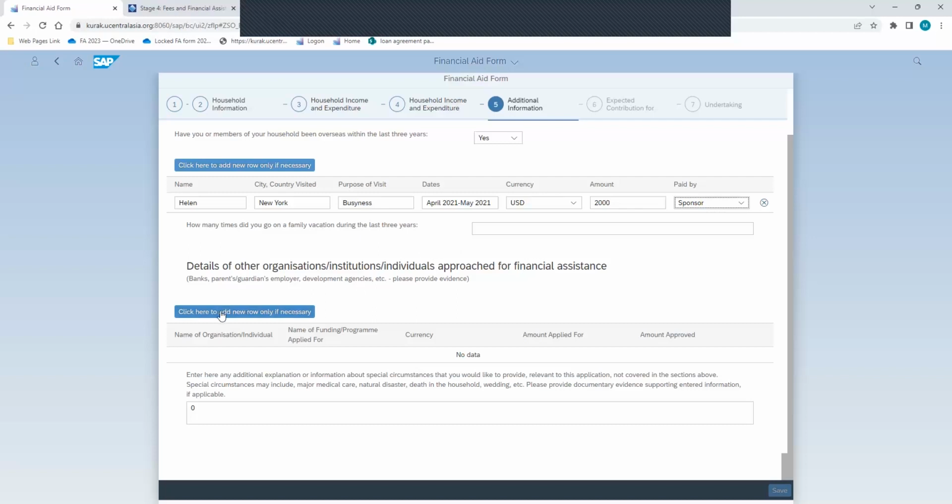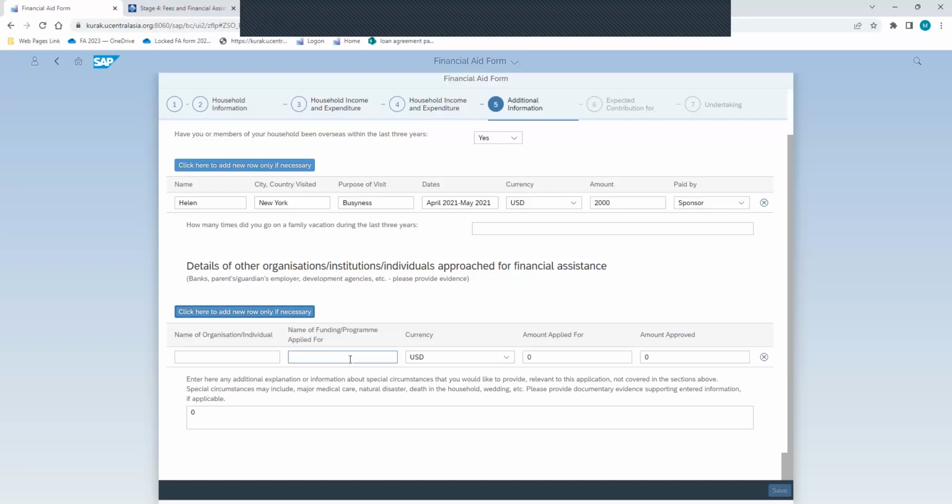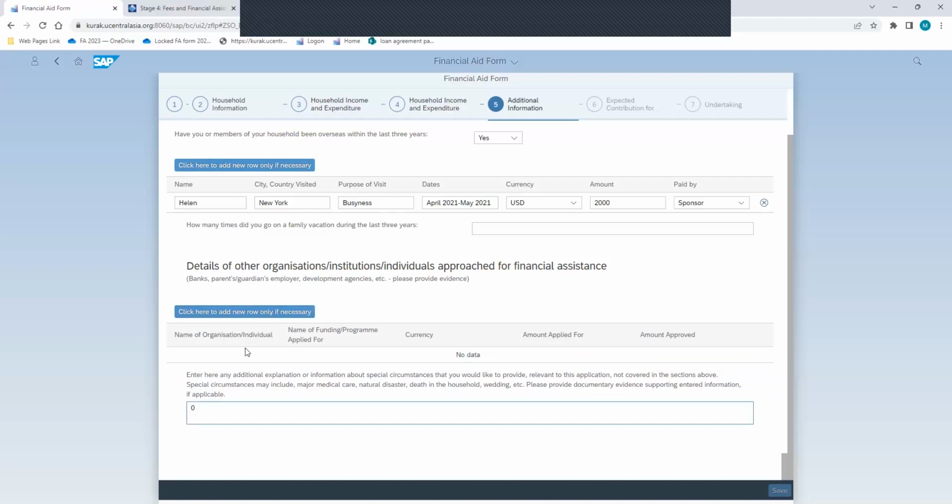If yes, you have to again click here and add the name of the organization, name of funding program applied for. Suppose that might be, I don't know, maybe let's call it Elon Musk program or something like that. And write down the currency that you have applied for and if it is approved. Suppose you have applied for $5,000 for help and you have received only $1,000, then you have to write that down here. In my case, I didn't apply to any organization and I'm just deleting it. I'm skipping this.